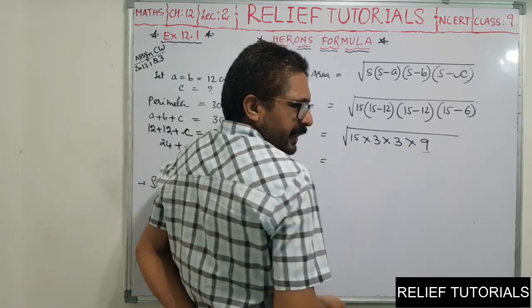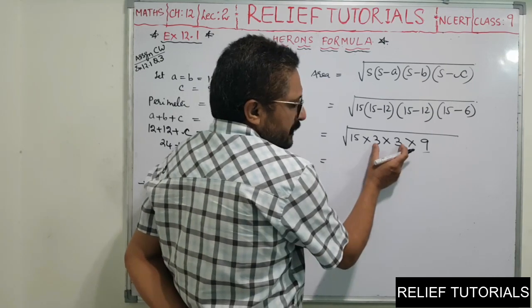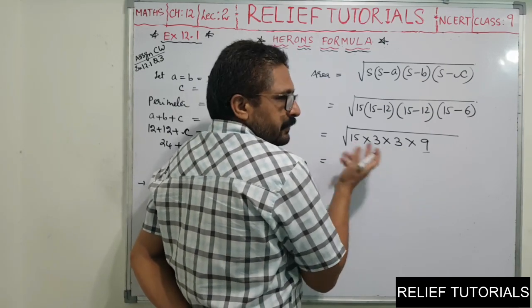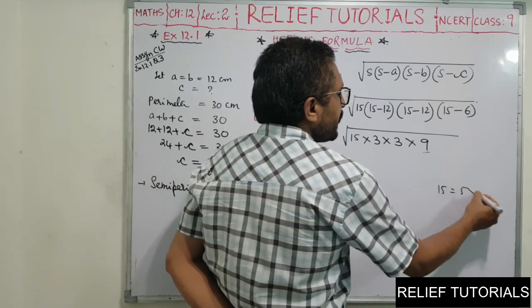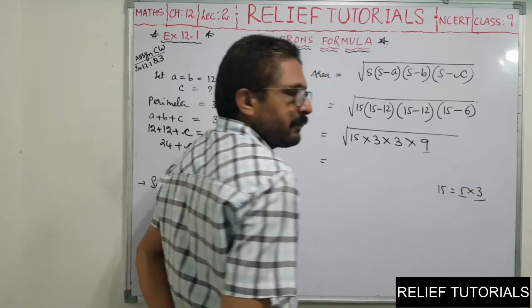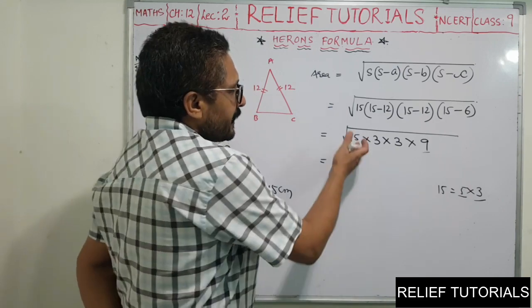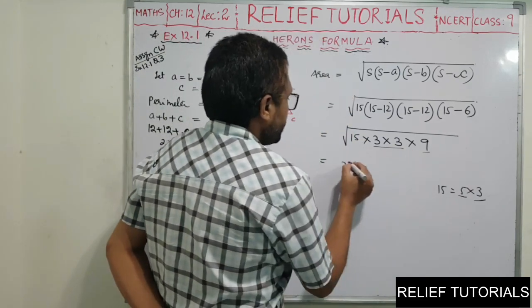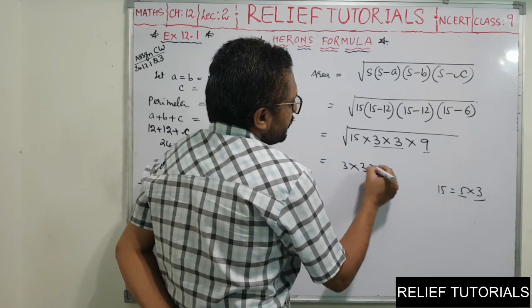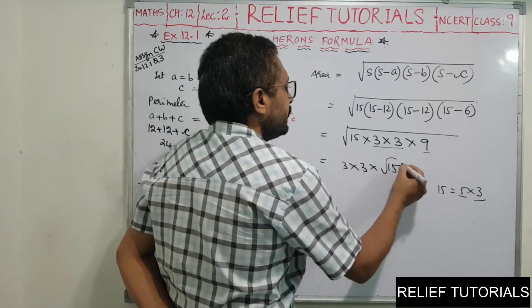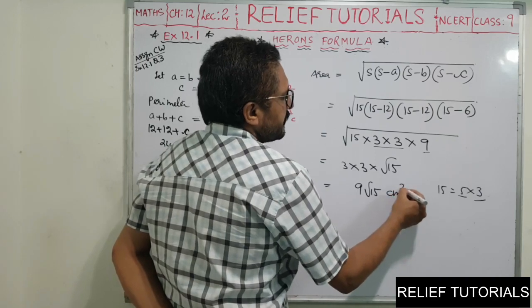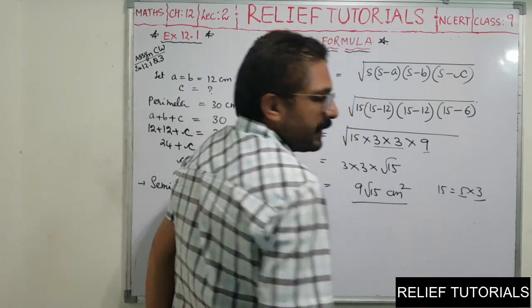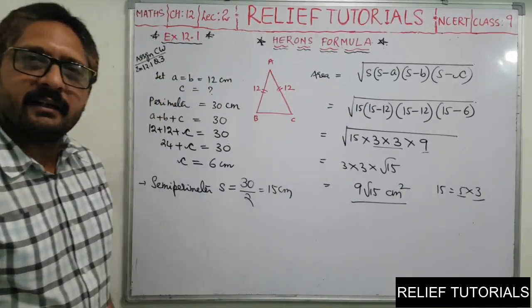This 9 is a perfect square, you know, root 9 is 3. Here 15 is not a perfect square. If you split 15, it is 5 into 3, so none of these is a perfect square, so we leave it as it is. Now these two 3s will give one 3. Root of 9 will give 3. Then here it is root 15. So 3 times 3 is 9 root 15 centimeter square. So this is the area of the triangle.